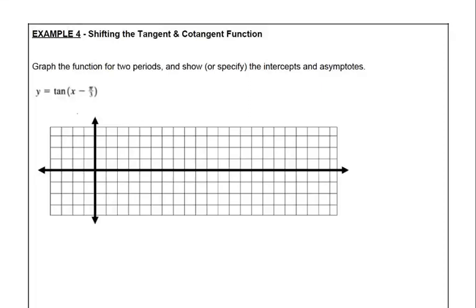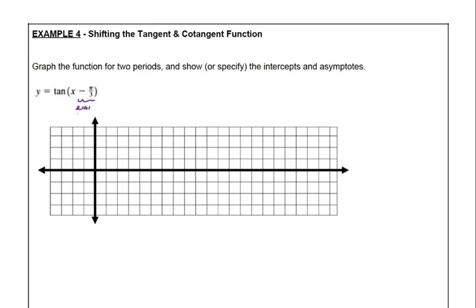So for the last few examples for the notes from section 8.5, we're going to take a look at shifting tangent, cotangent, secant, and cosecant horizontally, so left or right. So we take a look at this first example here. We want to graph two periods of tangent of x minus pi over 3.